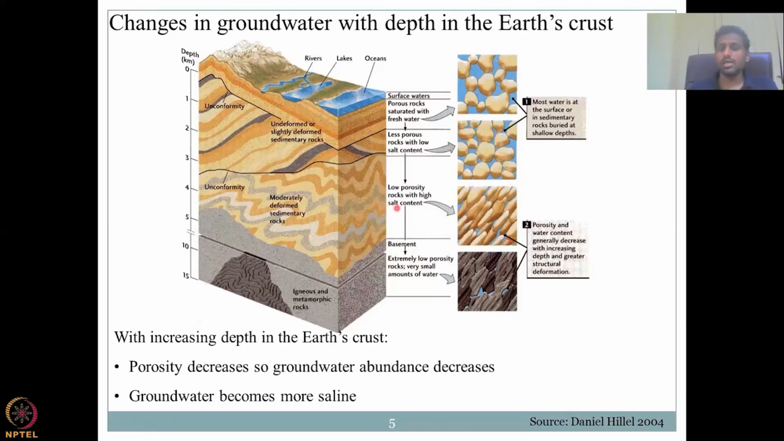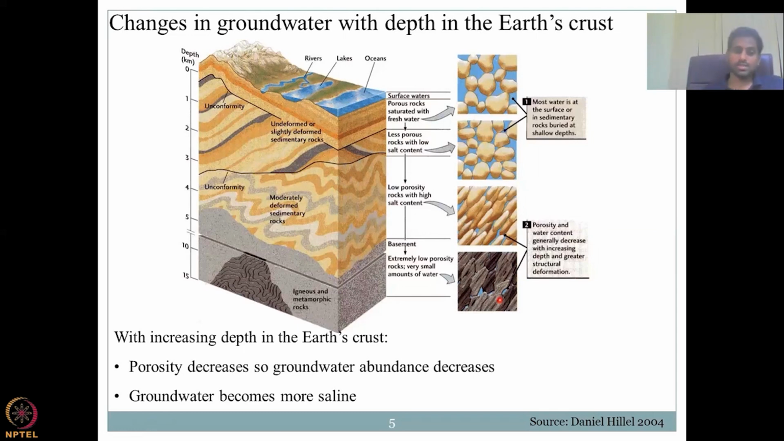Low porosity rocks with high salt content. Leave the salt quality out, but right now we'll just focus on, is there space for groundwater? Not much. Porosity and water content generally decrease with increased depth and greater structural deformation. So if you go down further, you have more solid material, which means your space for water and air is less. And that is where it becomes extremely low porosity, extremely low water availability for groundwater.